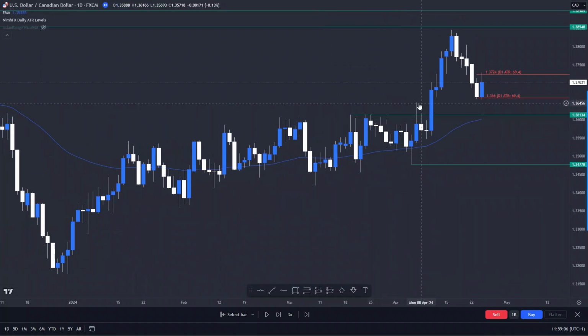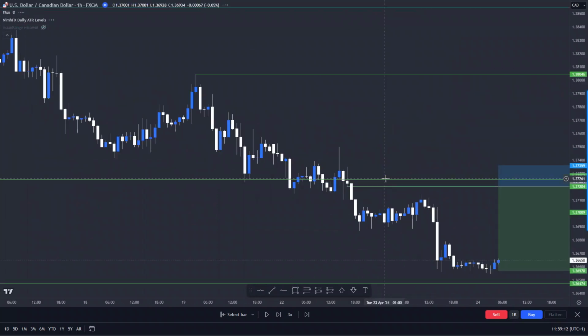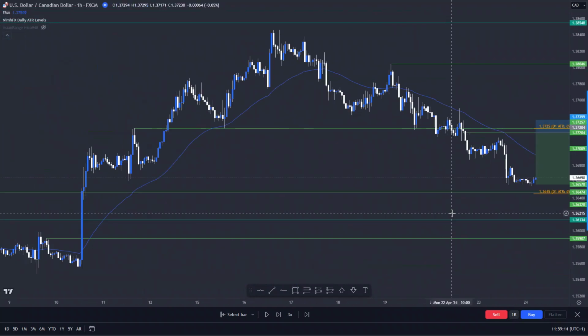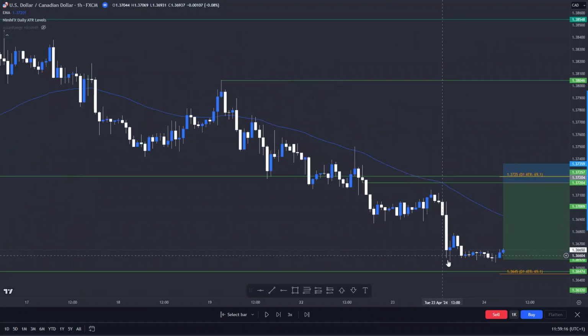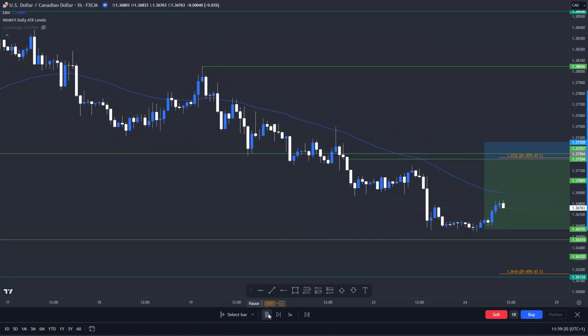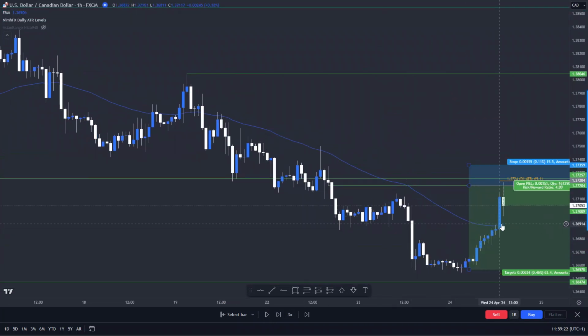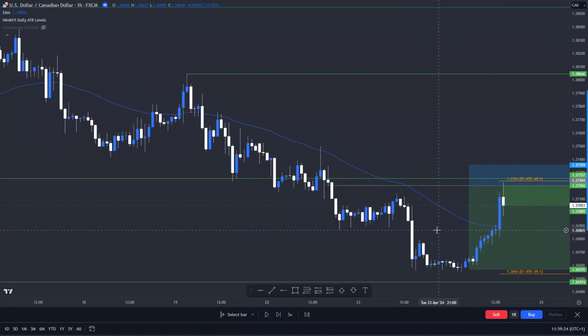I just went for that high there, which if I put on the hourly, you'll see it lines up again with daily ATR. So I felt like if we could get a nice pullback here, see what happens. So yeah, this was on the day where I got triggered, 1 PM.